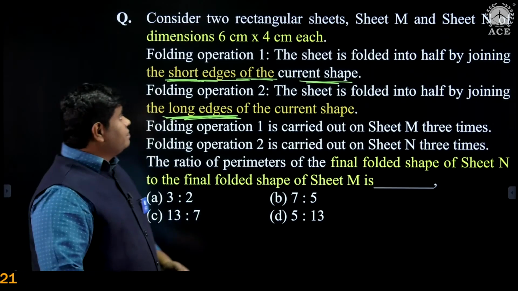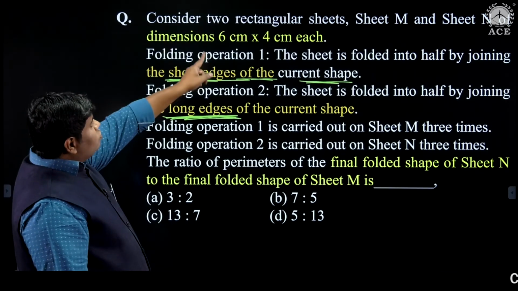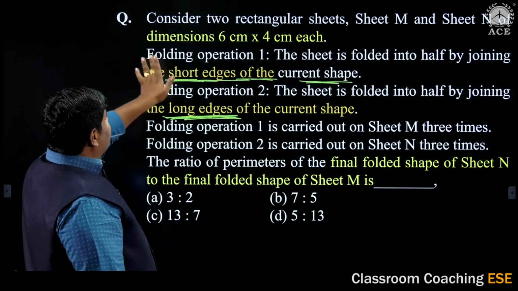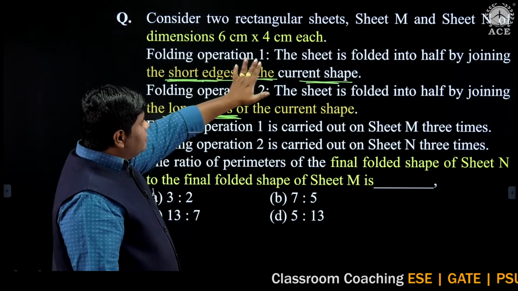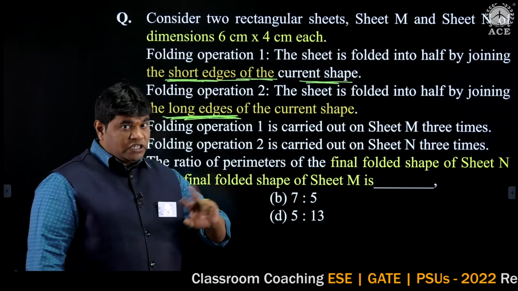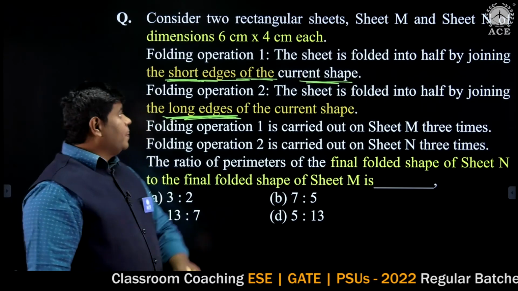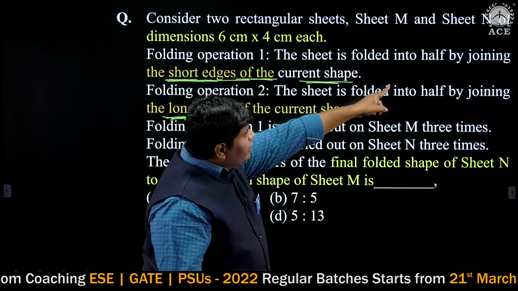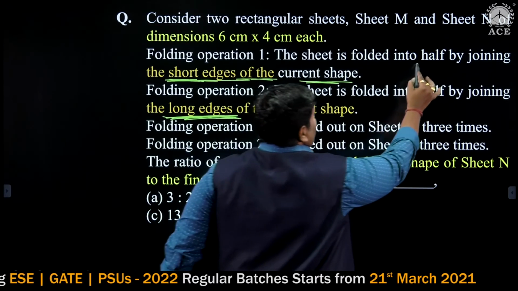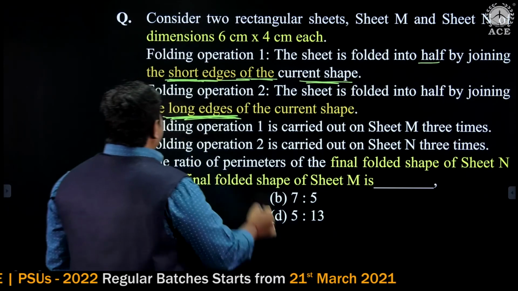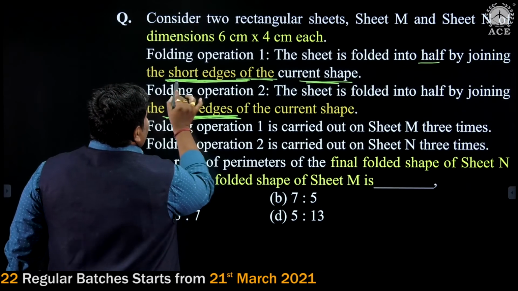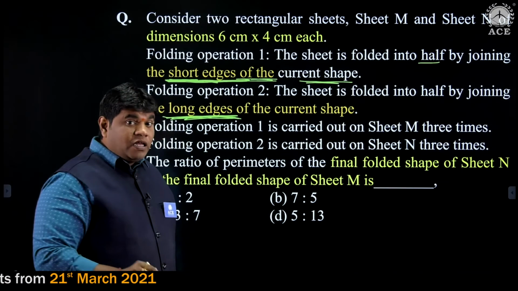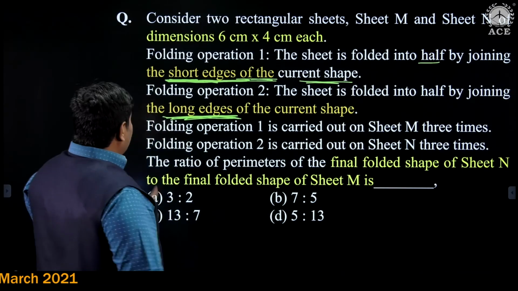Next, students, this problem belongs to the paper folding concept. Paper folding. Observe. Consider two rectangular sheets, sheet M and sheet N, of dimensions 6 cm and 4 cm each. Two sheets, both 6 by 4. Folding operation 1: the sheet is folded in half by joining the short edges of the current shape.